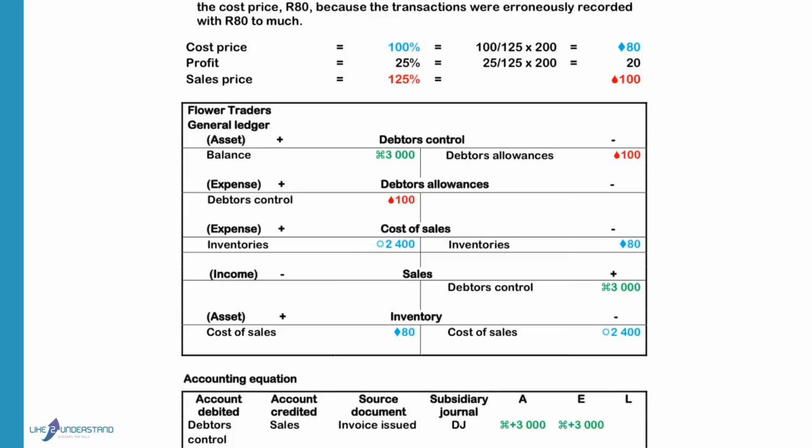The debtors control account is debited with the 3,000 to increase the asset on the debit side. Sales account is credited with 3,000 to increase the income on the credit side. The cost of sales on this 3,000 was 2,400, so the expense for cost of sales is increased on the debit side with 2,400, and the inventory account reduced the total inventory with 2,400 on the credit side.